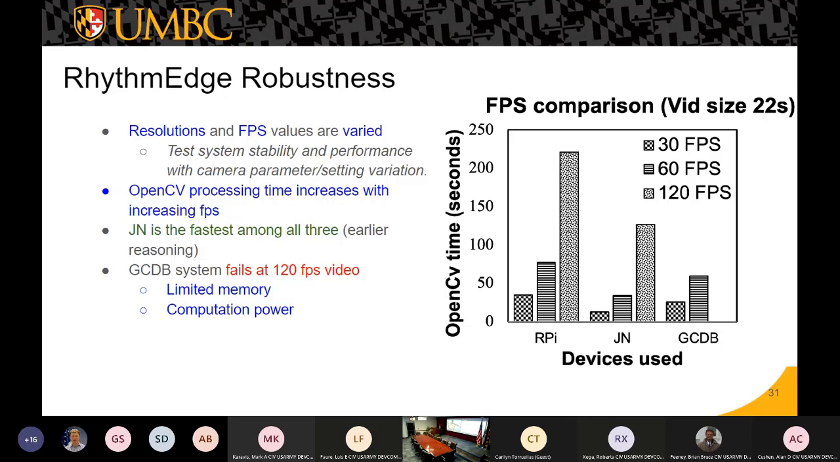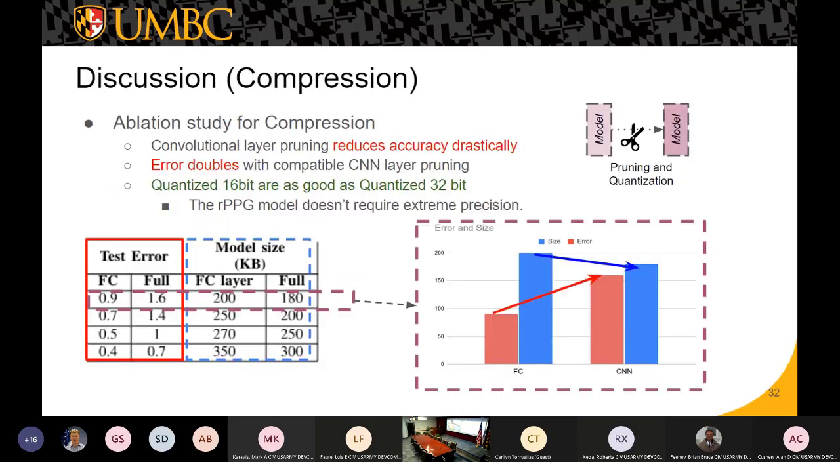120 FPS did not work because of the memory bottleneck. Hopefully, in time, the NVIDIA guys make a better device that can facilitate 120 FPS video operation. Until that time, we are good with 30 FPS operation.